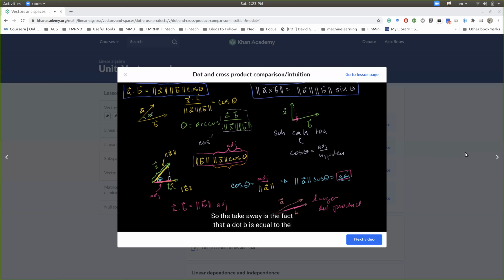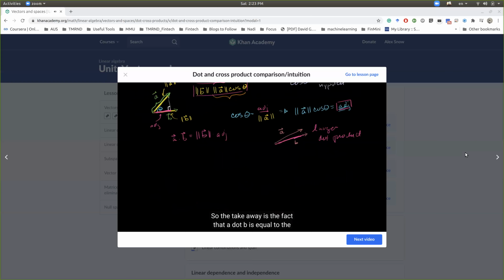So the takeaway is the fact that A dot B is equal to the lengths of each of those times the cosine of theta. To me, it says that the dot product tells me how much are my vectors moving together, or the product of the part of the vectors that are moving together.